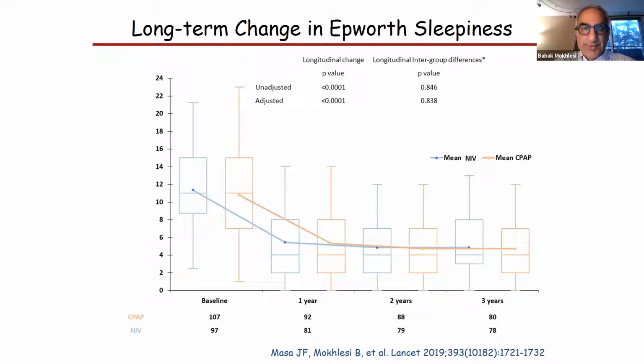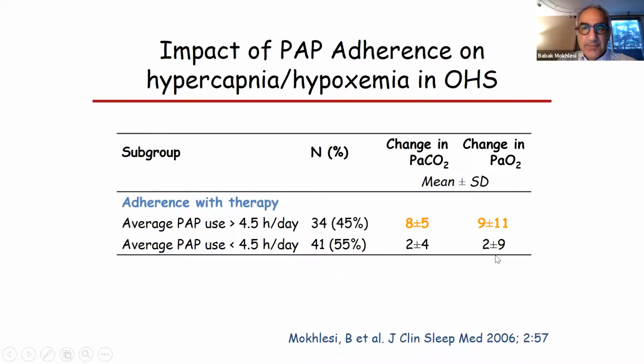And here's change in Epworth Sleepiness Scale. Many of you may be aware about this concept of minimally clinically important difference, MCID. For example, there's some literature to suggest 2 to 3 point change in the Epworth Sleepiness Scale is considered minimally clinically important difference. So here you can see that on average, the Epworth went from 11-12 to like 5-6. This is a big drop in Epworth Sleepiness Scale.